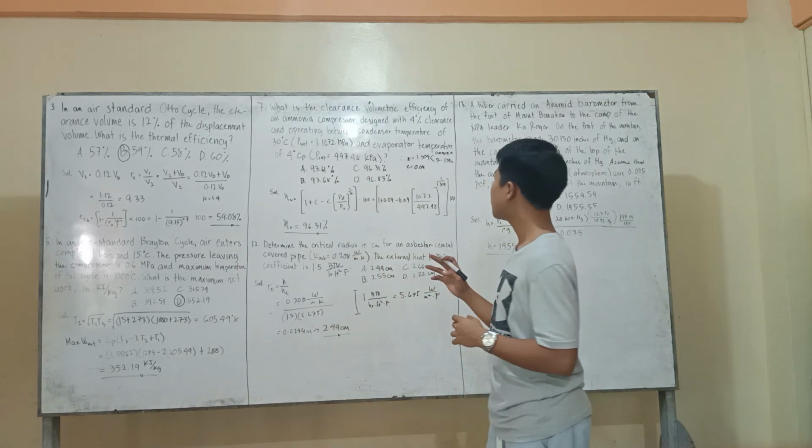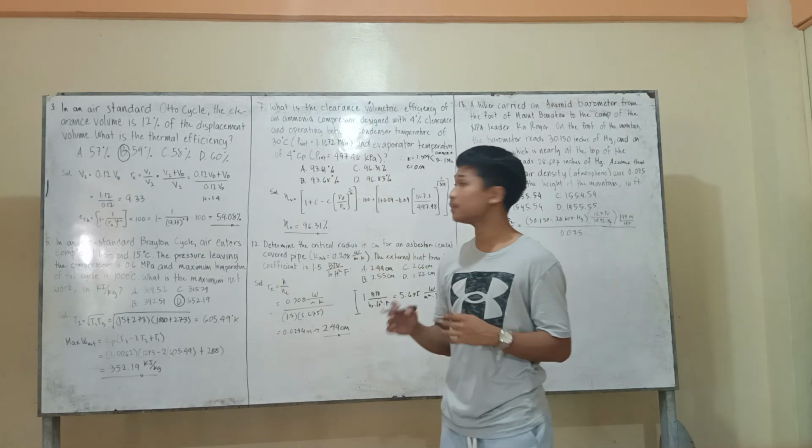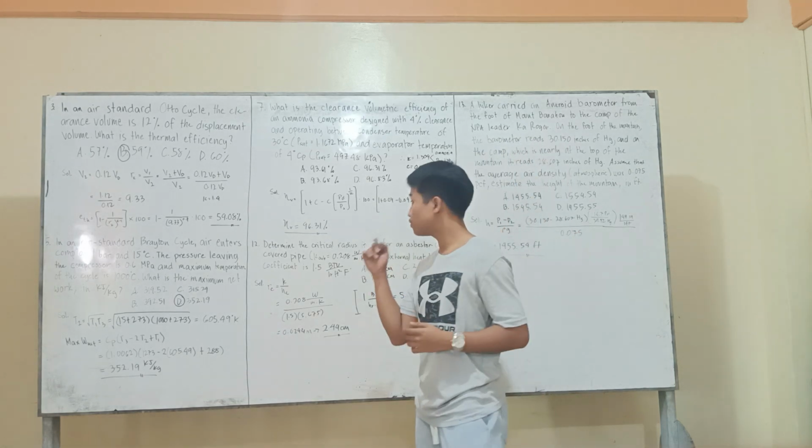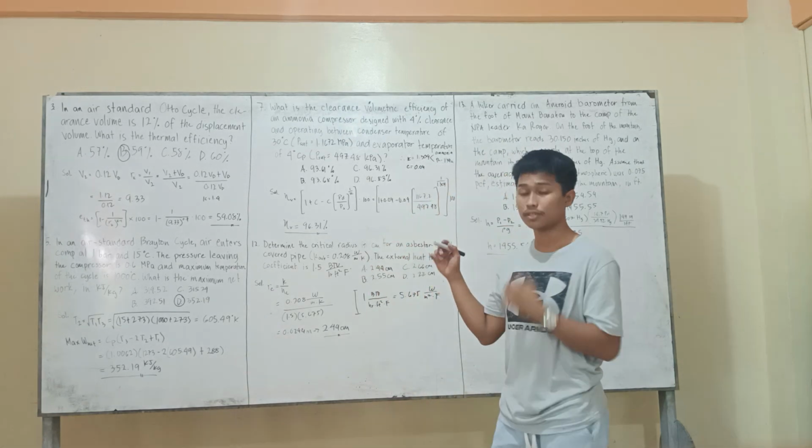And then for K, for ammonia and R-134A, the value of K is 1.304.